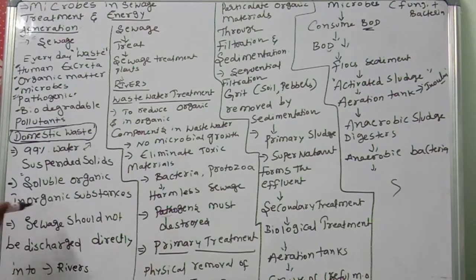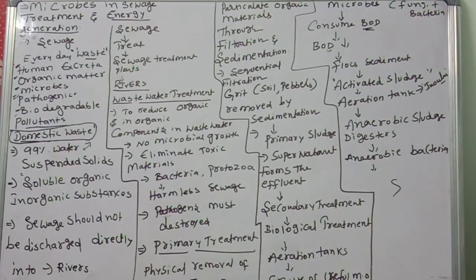So what do we have to do first to treat all these things? Sewage should not be discharged directly into the rivers. Why? Because human excreta, pathogenic germs, microbes, biodegradable wastes, and pollutants are there. All this causes pollution and makes the river water undrinkable. If you drink that river water, we will get diseases. For that reason, everyday waste should not be discharged directly into rivers and water bodies.